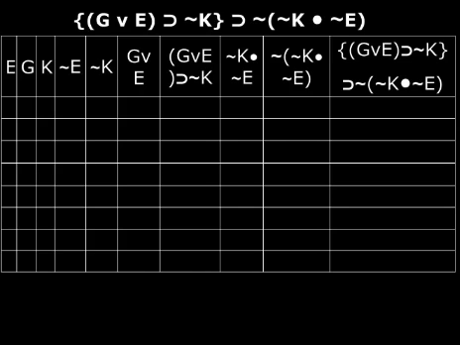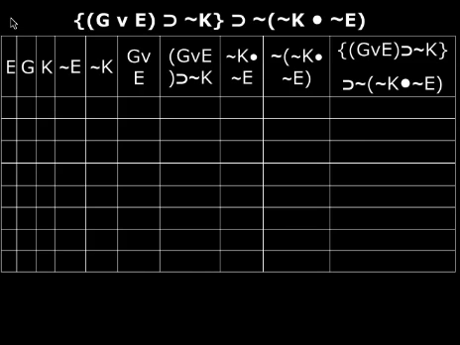Oh, before I do that, notice that I put the atomic statements in alphabetical order, E, G, K, even though if you just looked at the statement from left to right, G is actually the first one that makes an appearance here. But remember, we need to put these in alphabetical order, not the order in which they appear left to right in the statement. So I put E first.